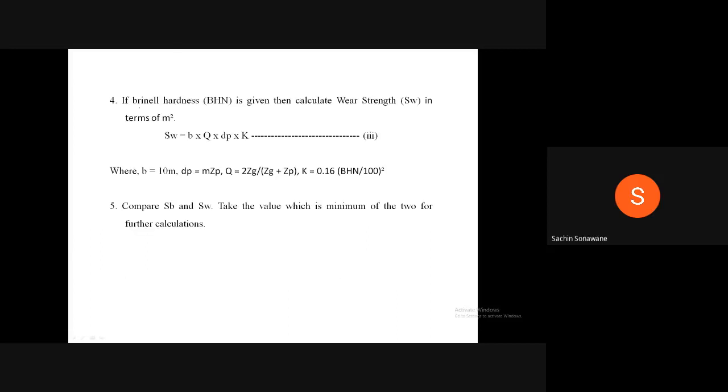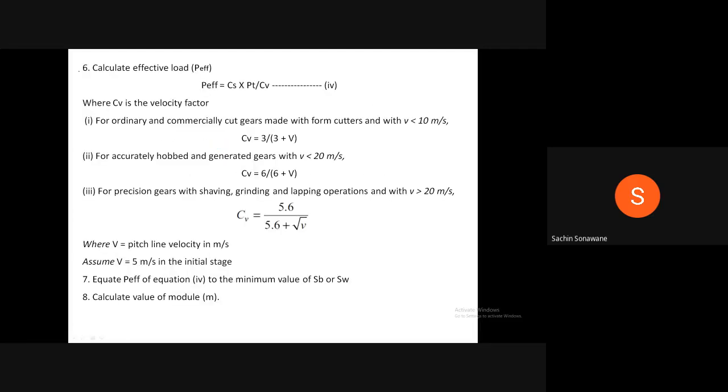Then Brinell hardness is not given in the problem. Therefore, no need to calculate SW. Again, we directly will go to step number 6. We will calculate P effective, that is CS PT upon CV. V we will assume 5 meter per second. Then we will equate beam strength with P effective and we will calculate module. These are the steps to calculate module.